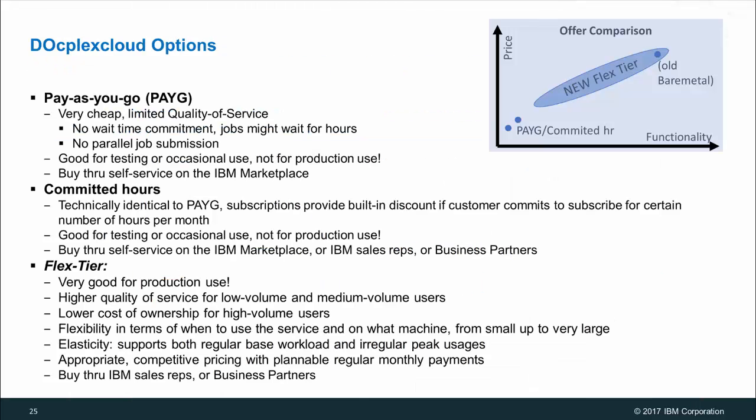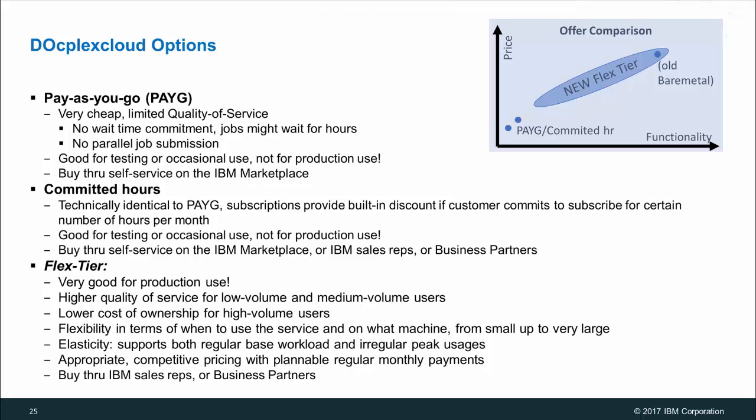Now let's have a closer look at the different subscriptions. Pay-as-you-go is the entry-level offer. It is very cheap, good for testing, development, and also occasional uses, but it's not intended for heavy production use. This offer does not provide parallel job execution, and we can't guarantee a certain waiting time until the job gets actually solved. Since this offer uses shared job queues, it can happen that you have to wait for other customers' jobs to finish before your jobs can be started. This is the reason why we can offer this at a very low price.